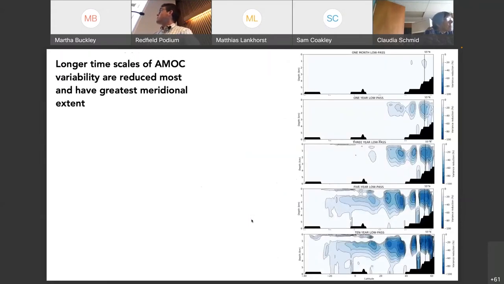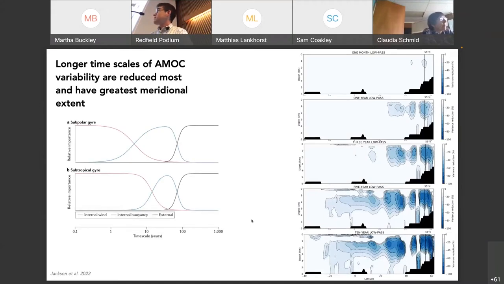And when we look at the effect of removing this signal as a function of time scale, going from a 1 month low pass filter to 1 year, 3 year, 5 year, and 10 year low pass on the bottom, we find that the impact of variance reduction has the greatest spatial extent on a long time scale. And I think this is consistent with the schematic that we saw yesterday, and Martha really nicely introduced some of these concepts as well. That's the notion that the buoyancy forcing has a greater role in the subpolar gyre on shorter time scales than it does in the subtropical gyre. So we see a similar decay here.